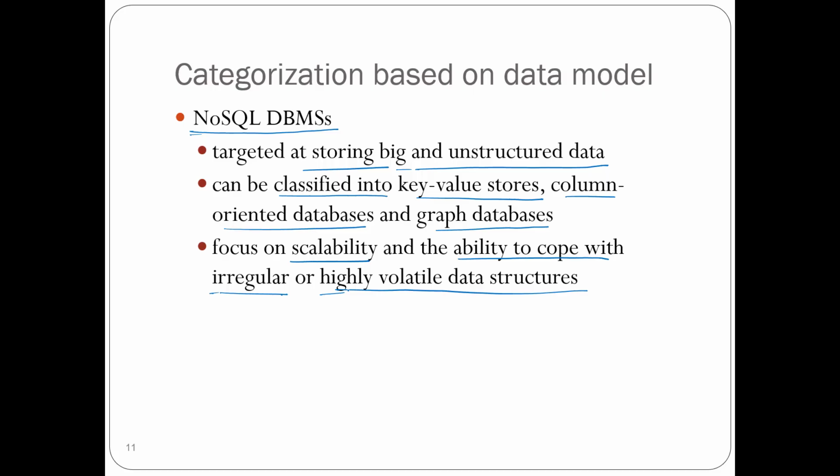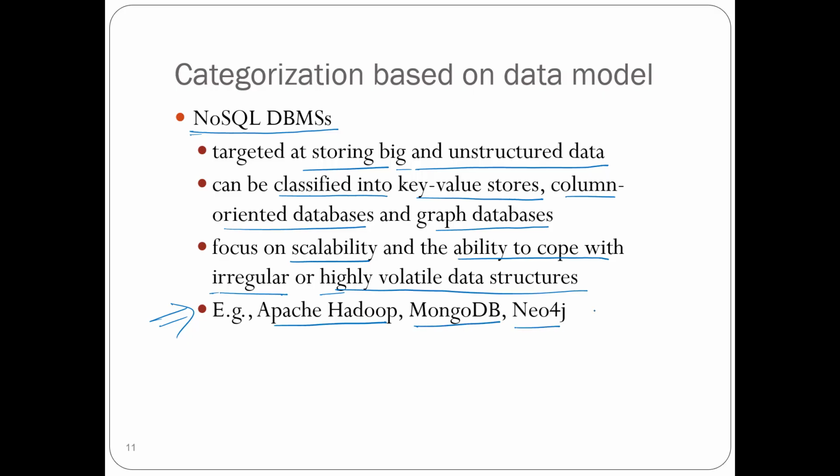Okay, so if your application needs scalability, and your application has unstructured or irregular and highly volatile data structure, then probably you should go with some NoSQL DBMS. Some examples of NoSQL DBMS we have are Apache Hadoop, MongoDB, and Neo4j. These are some very popular and interesting NoSQL DBMS.